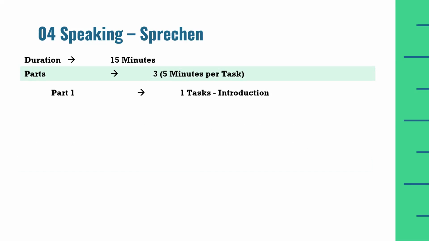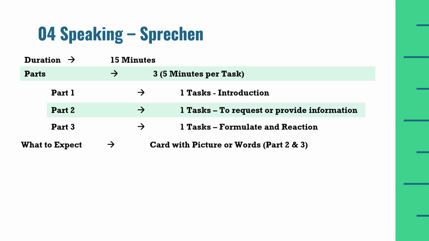Before going into the details of these parts, let's first see what we should expect in the speaking section of the exam. So we will be given some cards with some pictures on them or some words. So it can be a case that we are given a card with a word on it, or we are given a card with a picture on it. And we have to request or provide some information related to these words or the pictures which are available on the cards.